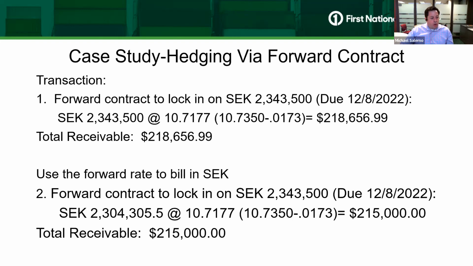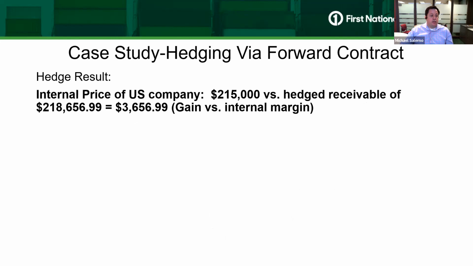Here, they were going to be shipping often and had agreed to a budget rate for a year, so they made a little bit more money. If the market goes against them, they could lose money. So the hedge result on this one here is that the internal price of the company of 215, again, they made a gain of 3,656, so basically almost $3,700.